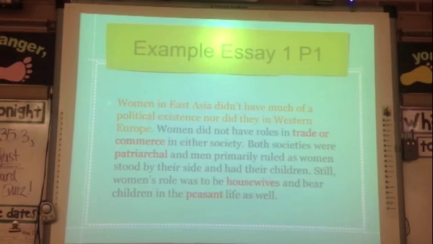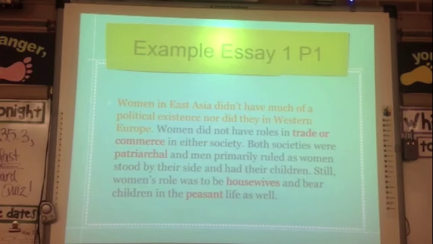This is body paragraph 1, which comes right after the thesis paragraph. The first sentence here says, women in East Asia didn't have much of a political existence, nor did they in Western Europe. And this sentence right here is what we call in our class a baby thesis. And that baby thesis can earn you points because you're referring to the question that it gives you. And this sentence cuts our original thesis in half, and we stick it to the front. So it'll introduce this similarity paragraph.